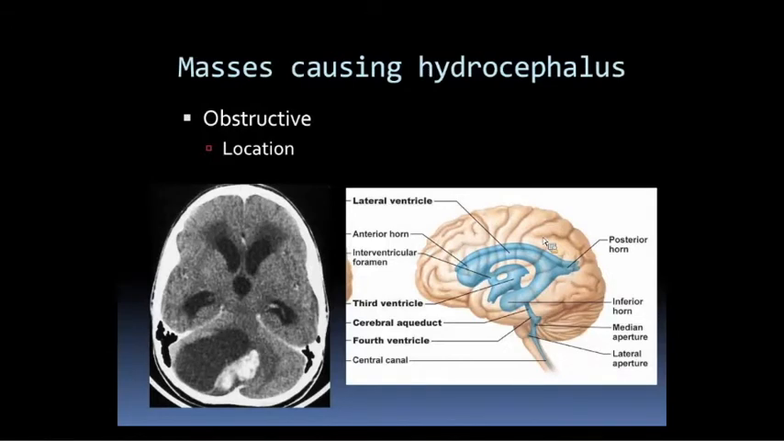So the last thing we'll talk about with tumors is considering whether the tumors are in a location that could cause obstructive hydrocephalus.